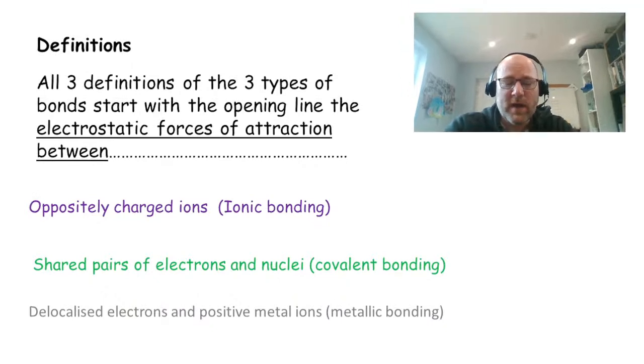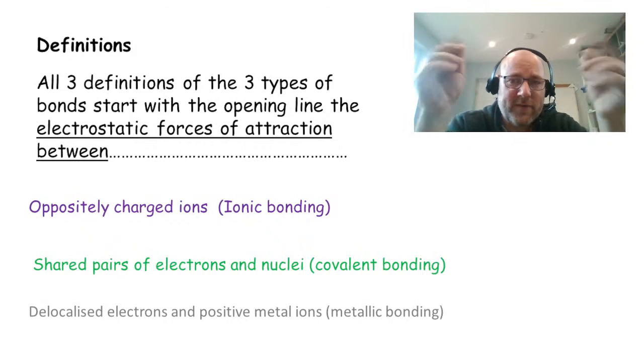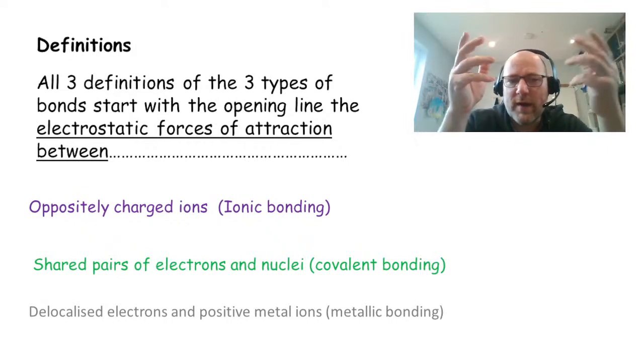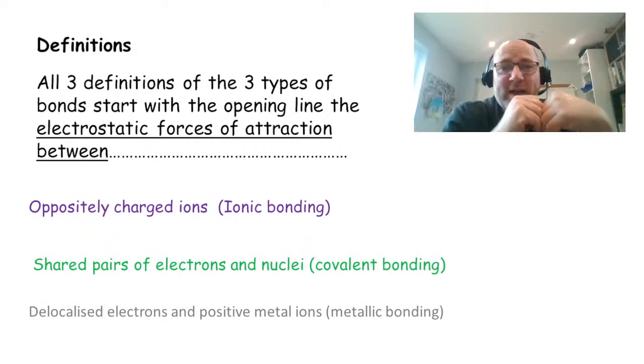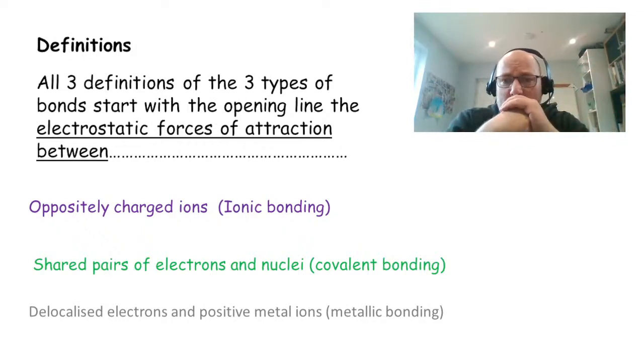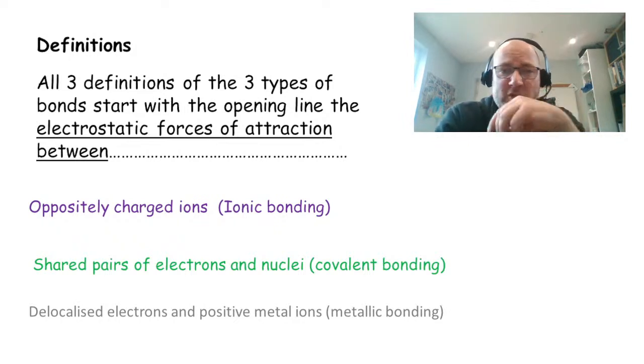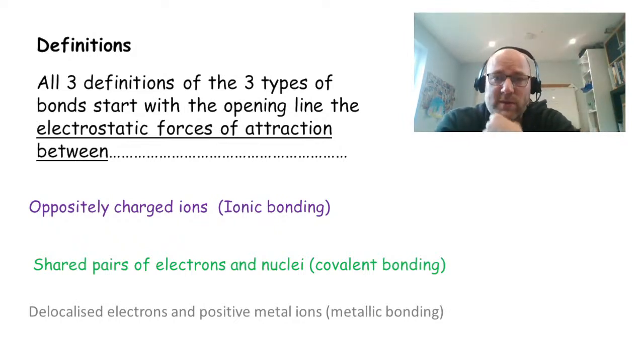Zip that up there. Okay, you need to know these three definitions. Now, a lot of people think the definition of a covalent bond is just a shared pair of electrons. That's not right anymore. Back in the past, 5 years ago, you would have got the marks for saying that a covalent bond is a shared pair of electrons. You don't get the marks for that anymore. So there's three definitions for the three types of bonding found in chemistry.